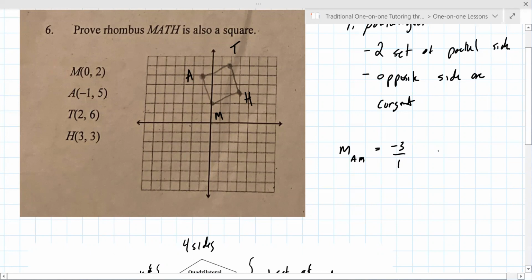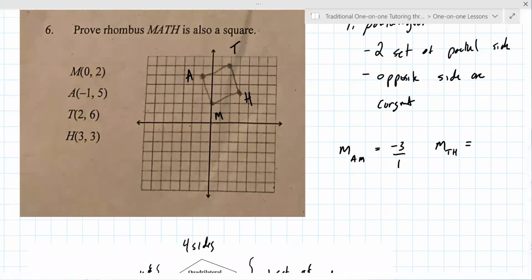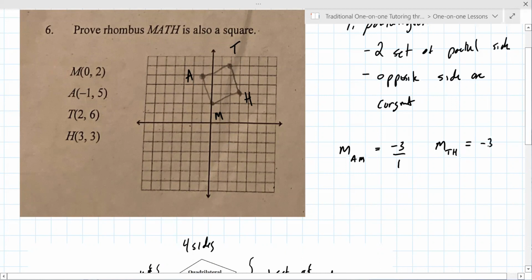And what I'm really hoping is that the slope from T to H is exactly the same. Oh, right. Then that would prove that they are parallel. Well, it proves that those are parallel. So what is the slope from T to H? It would also be minus 3 over 1. Exactly. So that proves you have 1 set of parallel sides.